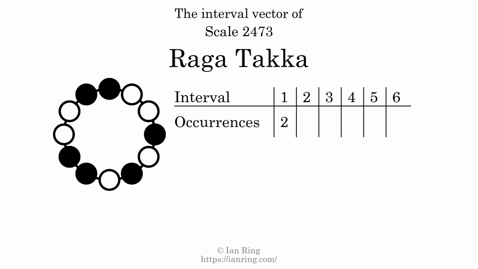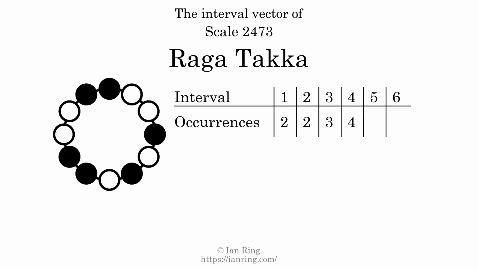There are 2 intervals with the size of 1 semitone. They are here and here. There are 2 intervals with the size of 2 semitones. They are here and here. There are 3 intervals with the size of 3 semitones. They are here, here, and here.